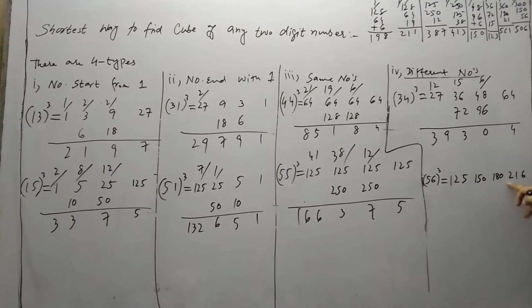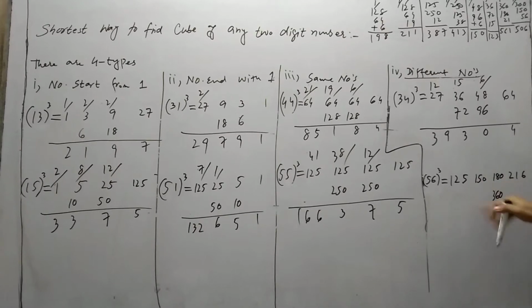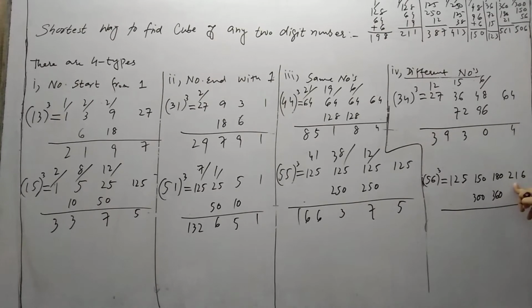180. Leave the first digit and the last digit. Double of these two: 180 multiplied by 2 is 360. 150 multiplied by 2 is 300. And now add. It's very simple. 216 plus 0 is 216. But always write one digit.